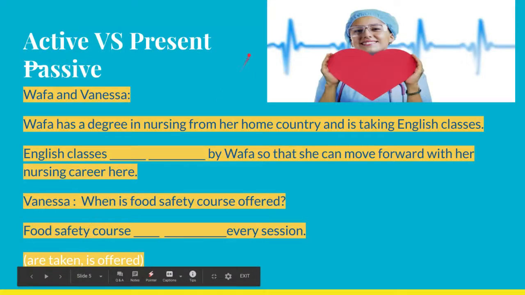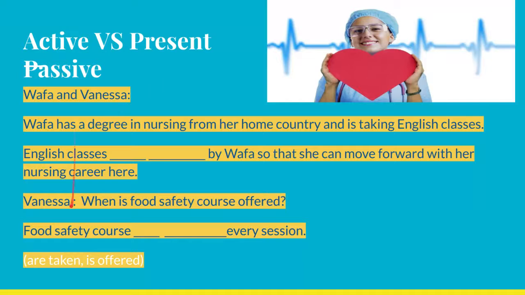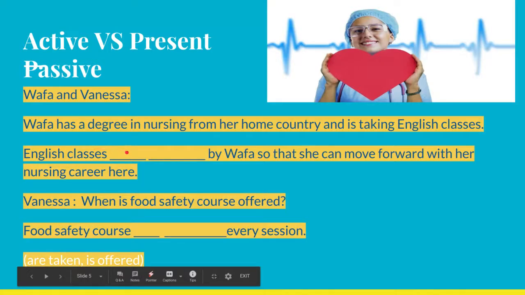Alrighty, so here's a little practice for that. This is about Wafa and Vanessa. Read with me if you like. Wafa has a degree in nursing from her home country and is taking English classes. English classes, what would you put here? I think we should put are taken. English classes are taken by Wafa so that she can move forward with her nursing career here.